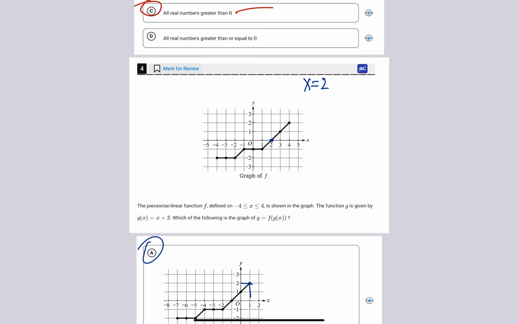What's the first step? Well, to find g of 2, which is simply 2 plus 3. G of 2 equals 5. But we're not done though, because we need to find the graph of y equals f of g of x, I'm sorry. And what is this equal to? Well, f of 5. Okay, we can't take 2 because we don't know what f of 5 is.